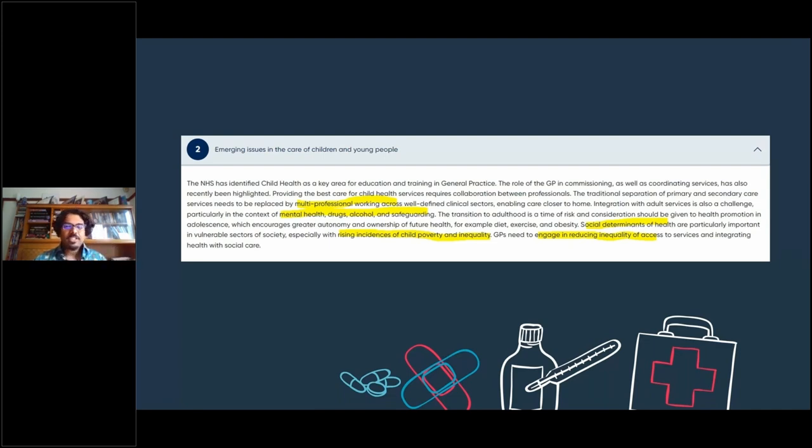So let's talk about the RCGP curriculum when it comes to children and young people. So, of course, we know that it's a key area of education. There are lots of challenges that are emerging, but the Royal College wants to point out that mental health, drugs, alcohol, and safeguarding issues are becoming much more common. But lots of social determinants of health are particularly becoming more relevant for us to look at. So, unfortunately, rising incidence of child poverty, inequality, and of course, it's important for us to engage to reduce the inequality in access to services, etc.